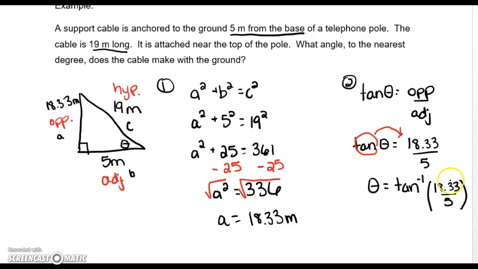The reason why I don't do this division just yet is because I don't want to have any rounding errors. So I always try and leave all my calculator work until the very end, whenever that's totally possible. So to put this into your calculator, you're going to go second function tan, and then open bracket if your calculator doesn't, then 18.33 divided by 5, close your bracket and push equals. Then you should get a rounded value of 75 degrees.